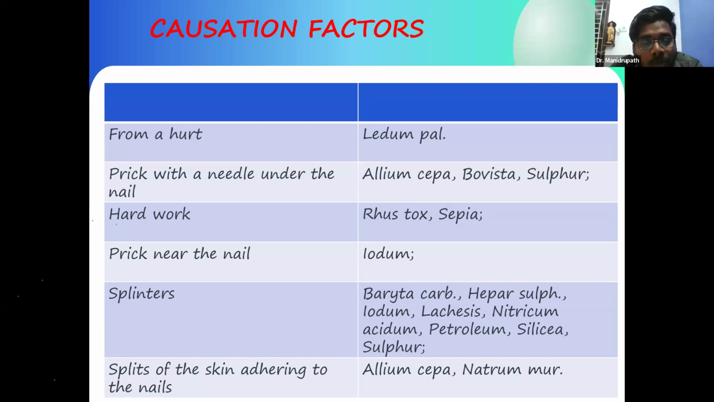And sepia patients love bathing. That is key confirmatory of sepia. Next, pricking near the nail is iodatum, that is iodum. Next, causation factors of splinters, that is berberis, hepar sulph, iodum, lac caninum, nitricum acidum, petroleum, silicea, and sulfur. Next, splits of the skin adhering to the nails, that is allium cepa and natrum mur.